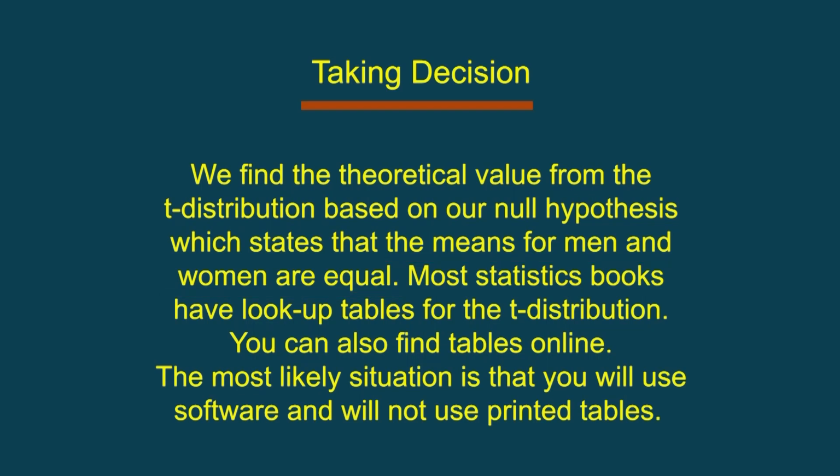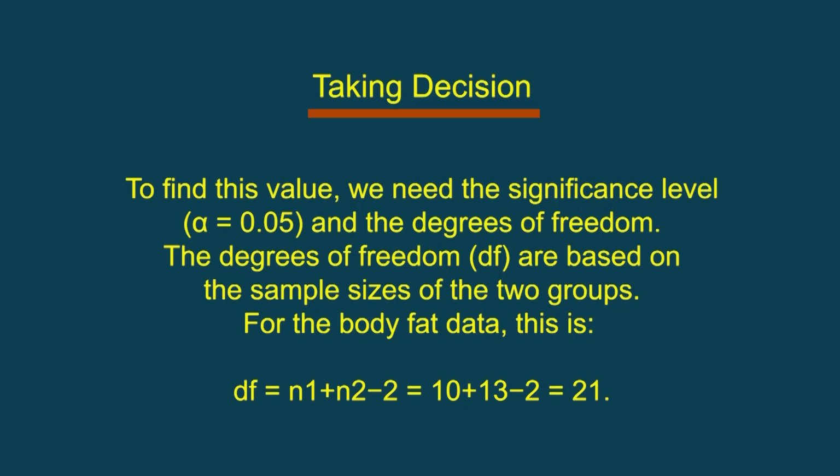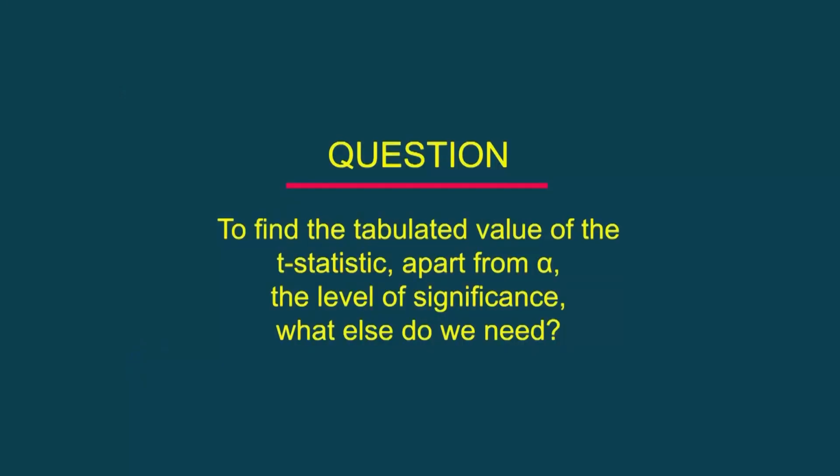You can find the tables in most statistics books. There is also a book of tables, the Biometrika tables, and these theoretical t-values are obtained in any statistical software. To find this value, we need the significance level alpha, and what else do we need to find this tabulated value? Apart from the level of significance alpha, for finding the tabulated value or the theoretical value, we also need the degrees of freedom. So what is the degrees of freedom in this situation?